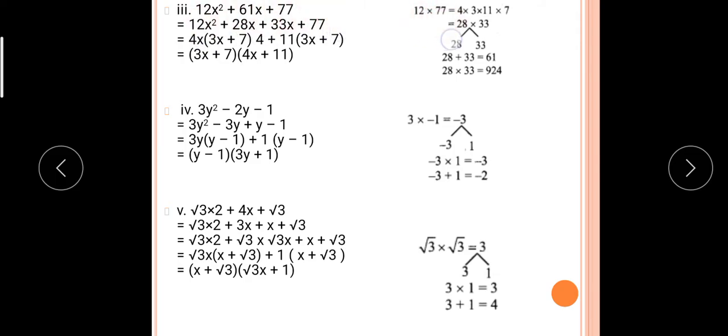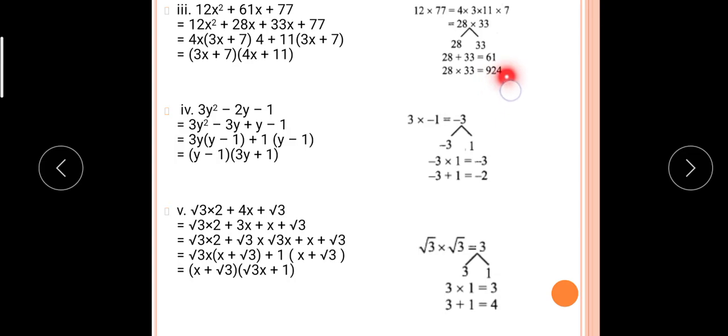Now 12 into 77. If it is not coming directly, then you have to use the prime factorization method. What is 12? 4 3s are. What is 77? 11 7s are. Now take the numbers in such a way that their addition should be 61. So it is 7 4s are and 11 3s are, so 28 and 33. If you add these, you will get 61, and if you multiply these, you will get 12 into 77, that is 924. Here the sign problem is not there because all terms are positive. 12x square, what is the 61x?